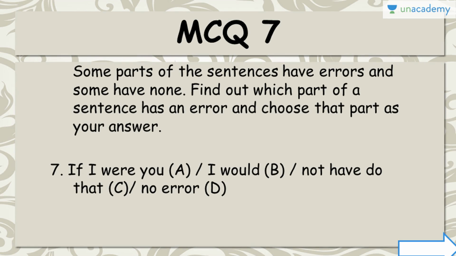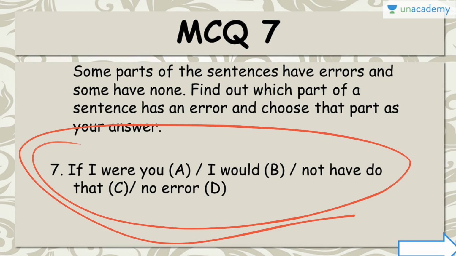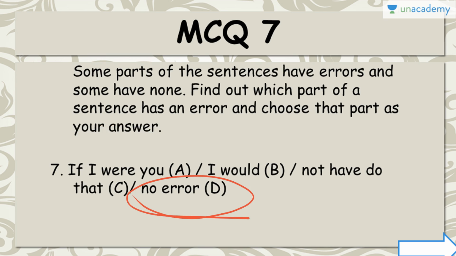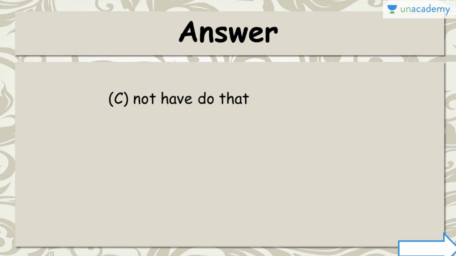So we have MCQ 7th. Now we have to find the error. We've done these kinds of questions a lot of times. We have to find the part which has the error in this sentence. If there's no part which has an error, then option D is the correct answer. The sentence is, if I were you, I would not have do that. Or D, no error. And the right answer to this question is C, not have do that.